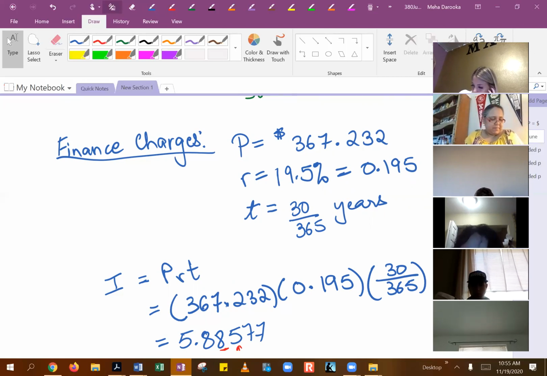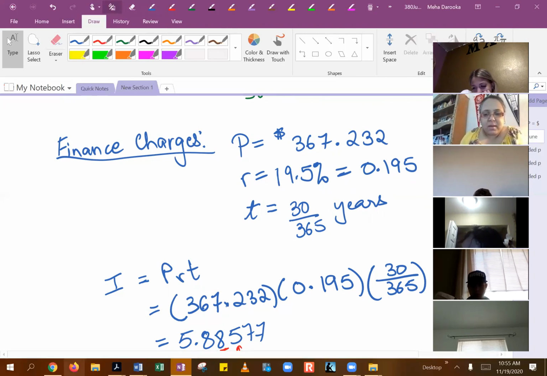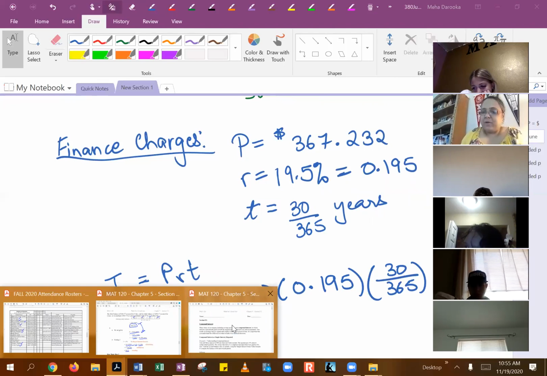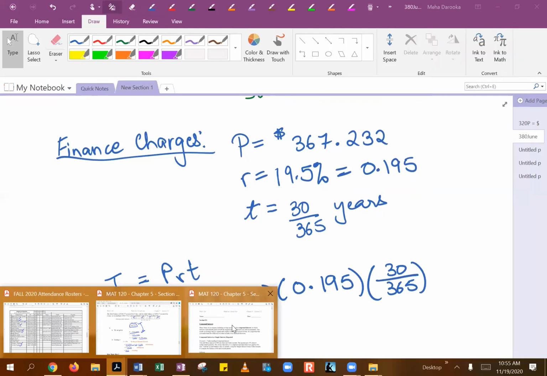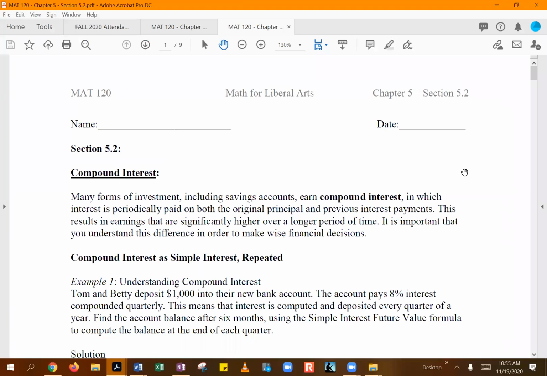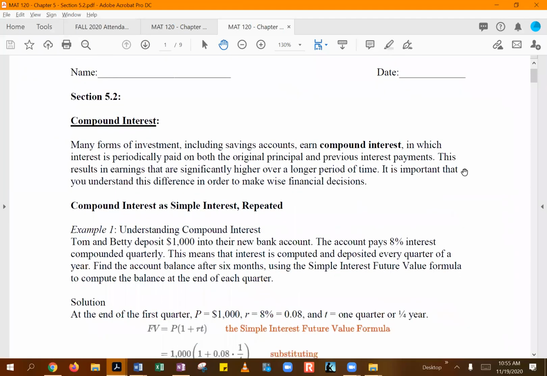Alrighty, so that credit card example was the last one we wanted to look at in 5.1. So let's move on to section 5.2 next. And this is actually where we are getting into our compound interest formulas and calculations. So we're talking about how different forms of investments, it can be a savings account, are going to end up earning compound interest.